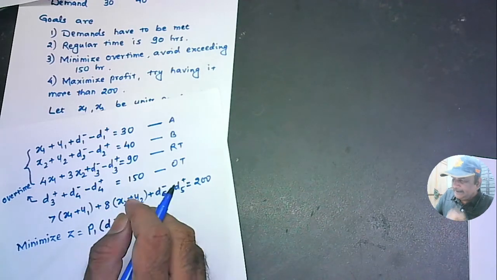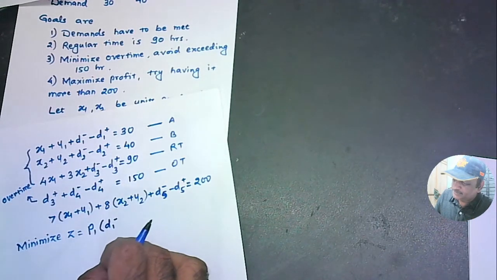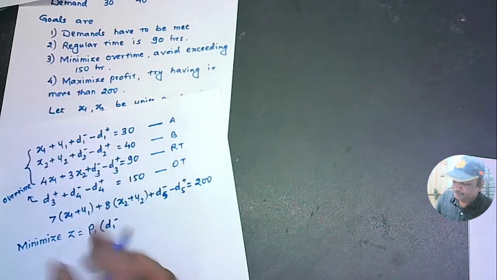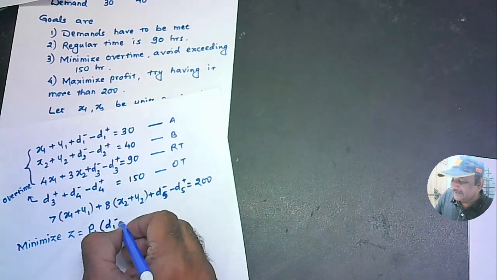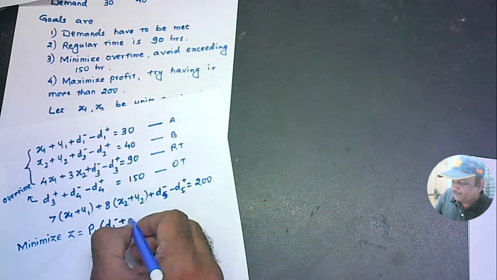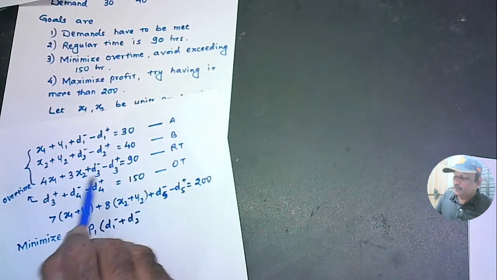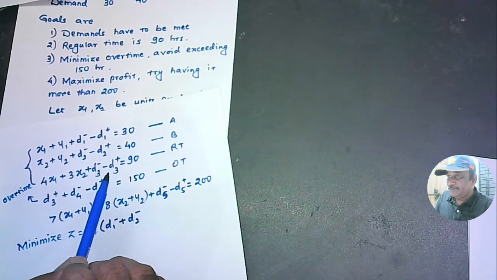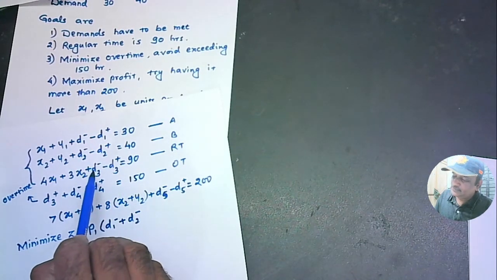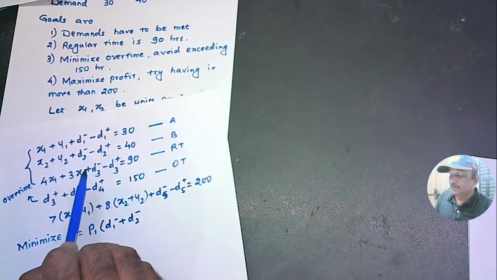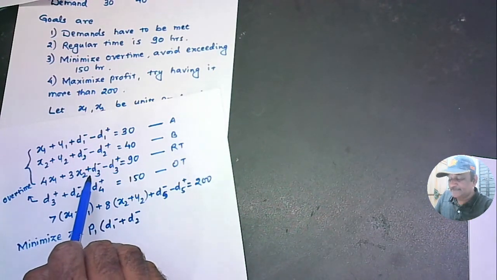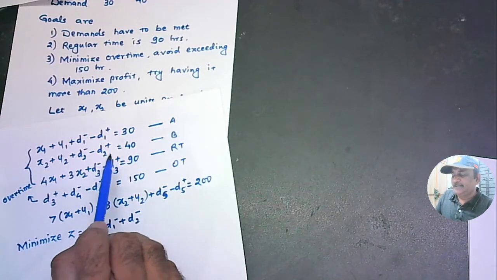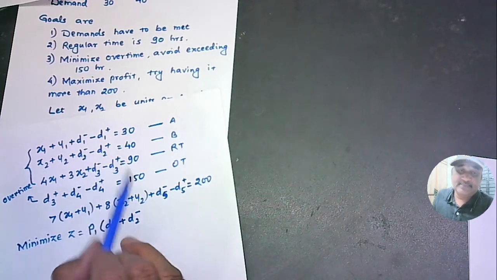Similarly, the demand of B is also to be satisfied. It has to be more than 40, so I want D2 plus as much as possible. That means D2 minus as little as possible, so plus D2 minus. Now the regular working hours are 90. So I will need D3 minus, and D3 plus should be as small as possible.